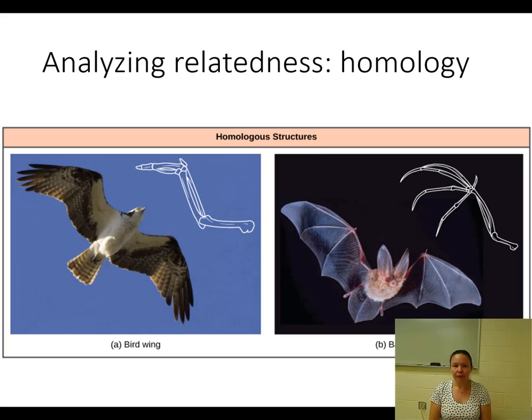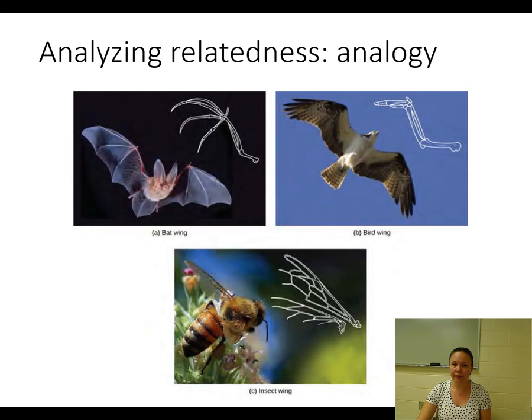So again, we can look at similar structures across different organisms and analyze their relatedness. This is called homology. So for example, a bat wing is used for the same purpose as a bird wing, and they look fairly similar. And so we can then group these organisms closer on an evolutionary tree. We can also look at analogy. So are they used for similar processes? So are they used for flying, for example? And yes, in this case they are. So these would be related more closely to each other.